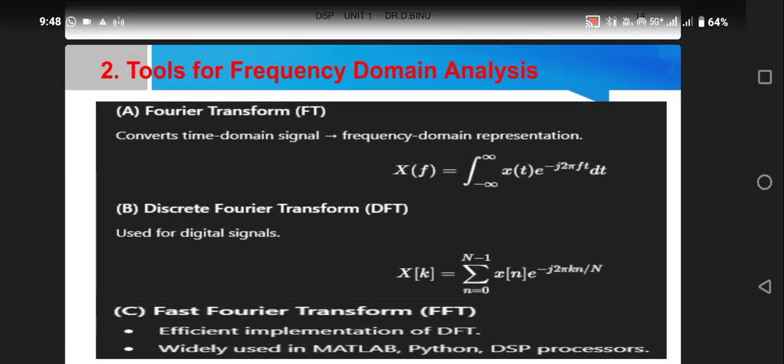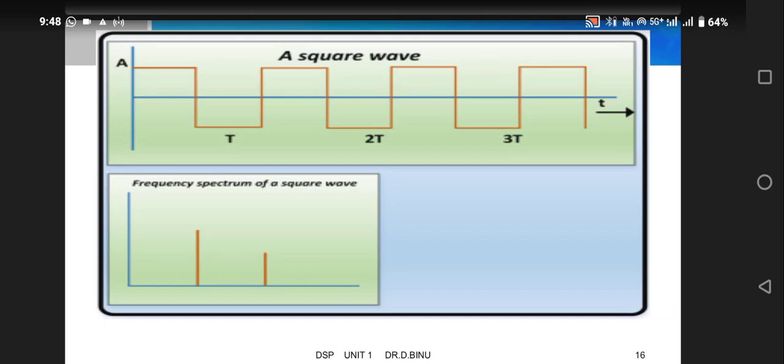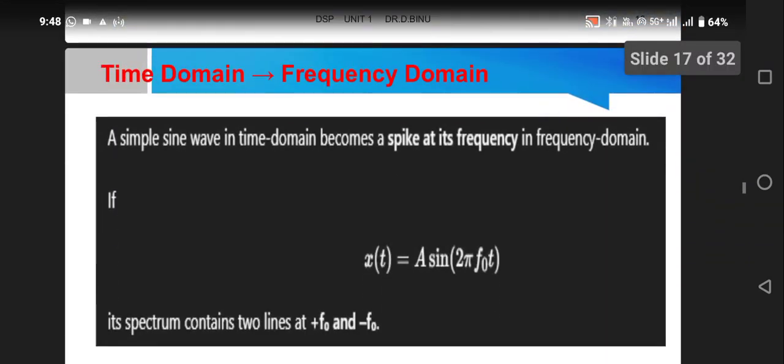What are the various tools used for frequency domain analysis? Fourier transform, discrete Fourier transform, as well as fast Fourier transform. This diagram represents the square waveform as well as its frequency spectrum. Time domain to frequency domain: a single sine wave in the time domain becomes a spike at its frequency in the frequency domain. If x of t is equal to A sine 2 pi f naught t, the spectrum contains two lines at plus f naught and minus f naught.